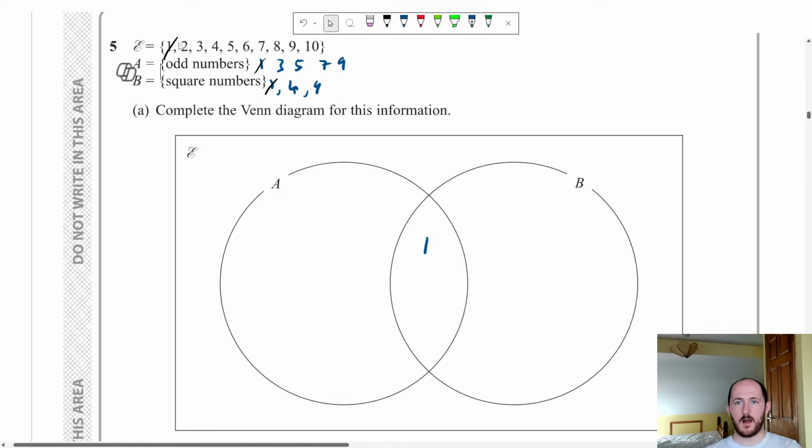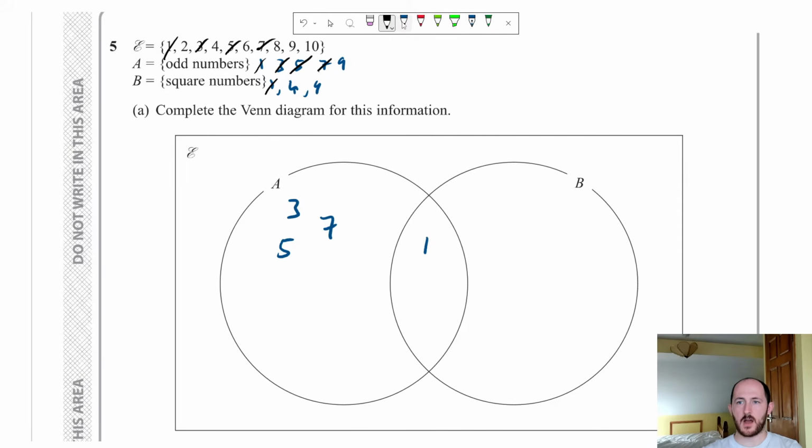That way, I know I'm finished when I've crossed off every single number in this top set. The next is 3. Well, 3 is not square, so I'm going to write it over here. And again, I'm going to cross off 3 from both of those sets. Next number is 5. That's not a square number, so we don't need to write that. Next one is 7, which isn't a square number, so again, goes just in A. Cross it off. 9 is a square number.